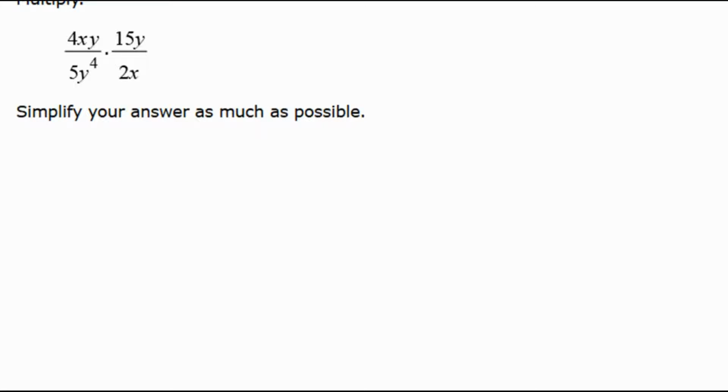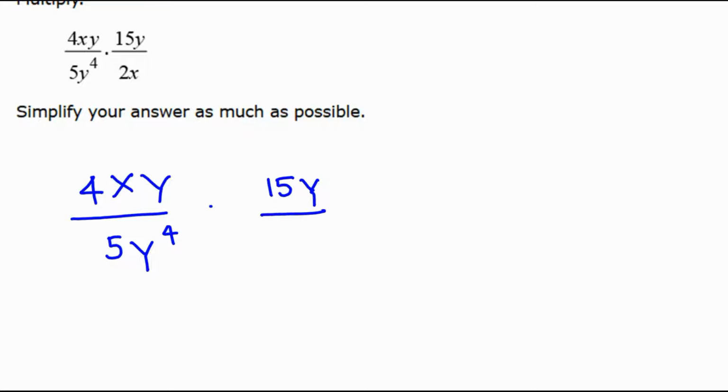We have 4xy and 5y to the 4th times 15y and 2x. Let's go ahead and take care of the numbers first. Some people try to cancel out the numbers, some go ahead and multiply. Really doesn't matter, both ways work. So let me go ahead and cancel out those numbers.